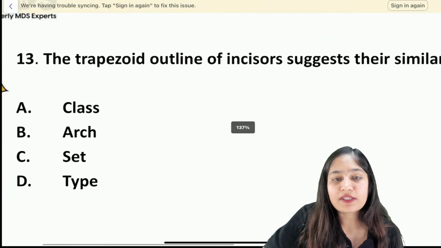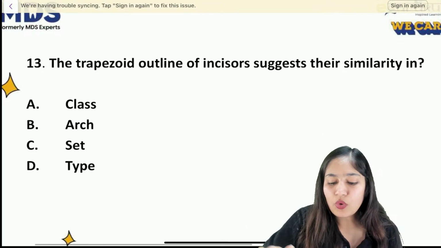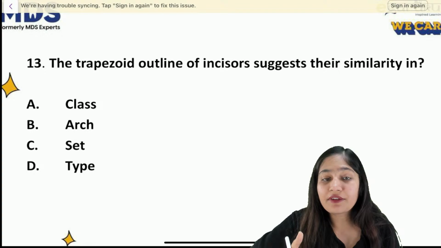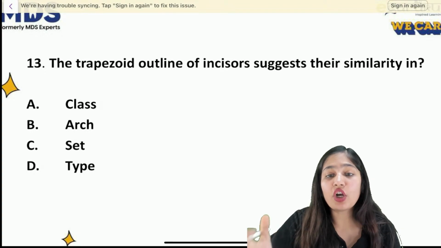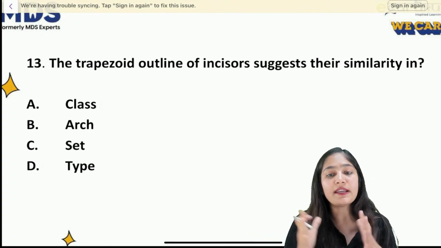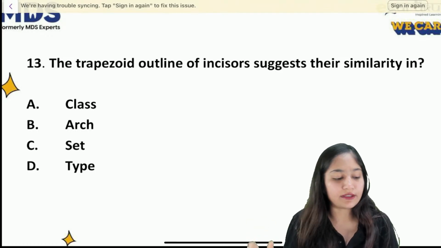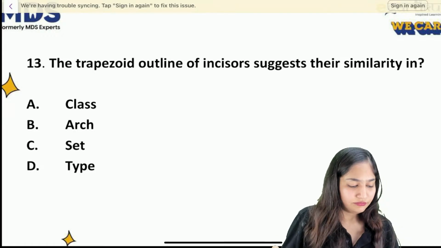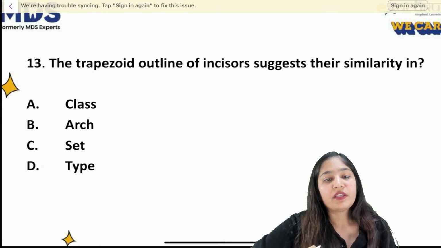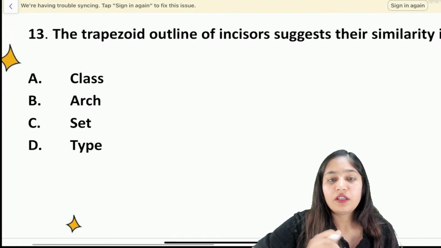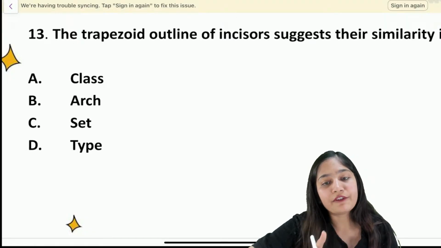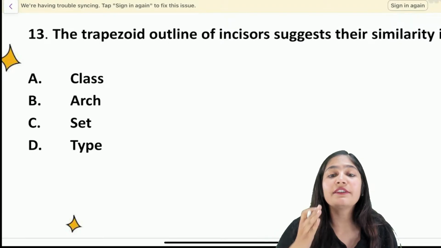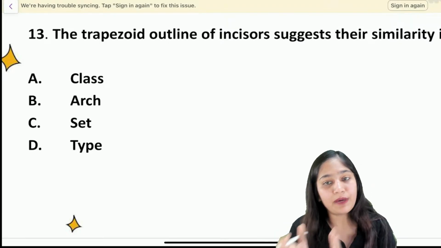Now coming to our next question. Trapezoid outline of incisors suggests their similarity in class trait, arch trait, set trait or type trait. What are traits? Traits are differences between different classes of teeth, right? So what is set trait? Set is the difference between deciduous and permanent dentation.